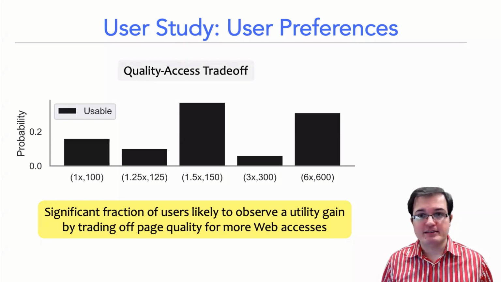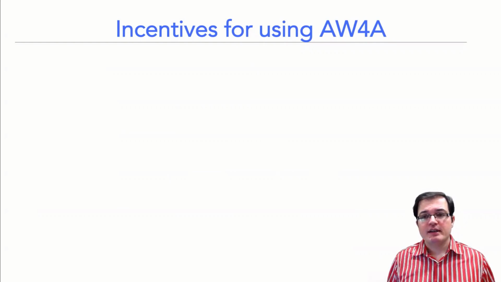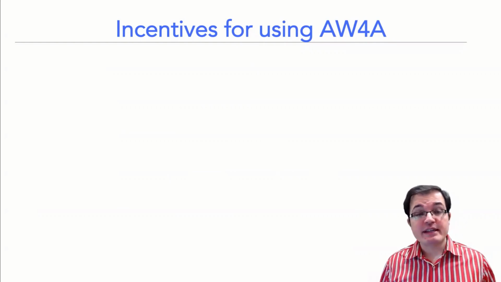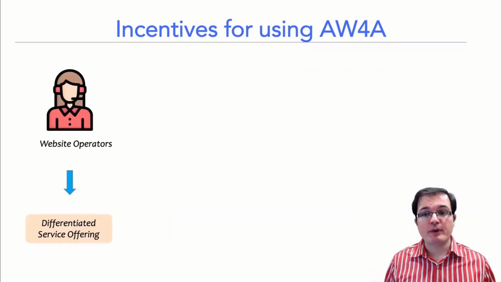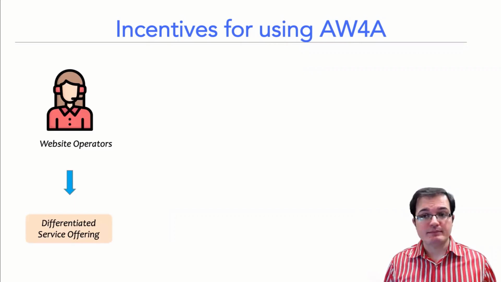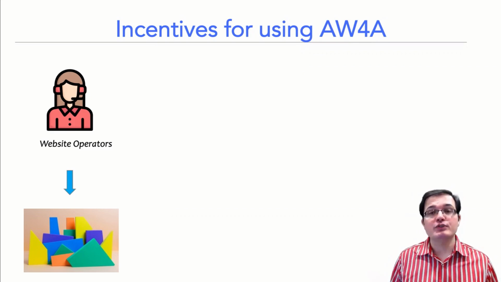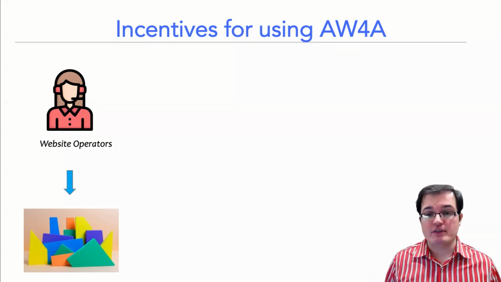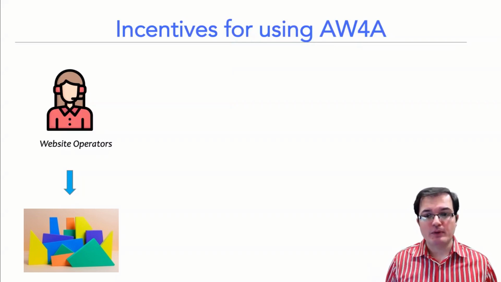quality for more accesses. In terms of adoption of the framework, Affordable Web for All offers incentives for different stakeholders in the internet ecosystem. For example, for website operators, it enables the development of a differentiated web service offering, which can create a new market for reduced quality web services that can appeal to existing users who are data constrained, as well as new users who were previously unable to afford these services. This will likely increase advertising revenues for website operators.